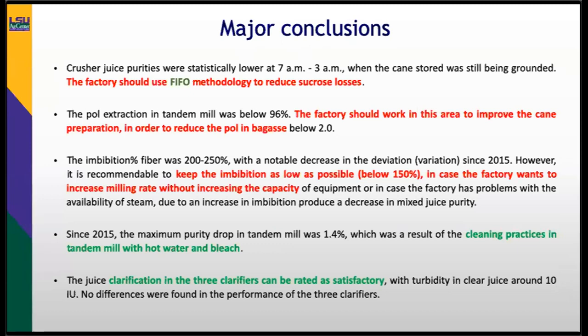The crusher juice purities were statistically lower at 7 a.m. and 3 a.m. when the cane stored was still being ground. The factory should use FIFO methodology, so remember, first in, first out. The pol extraction in the tandem mill was below 96%, so the factory should work in this area to improve the cane preparation in order to reduce the pol in bagasse below 2 points.